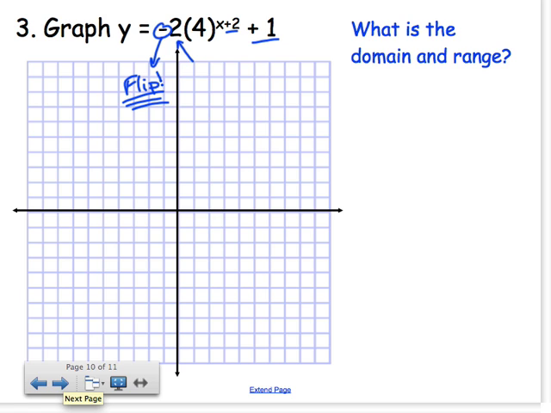Also, domain and range. Domain, remember, what are my inputs? What are all the x inputs that I can handle? And in range, what are my y outputs? Not the biggest, but what are all the possibilities of the range that I'm going to get? And we'll also solidify that tomorrow in class.